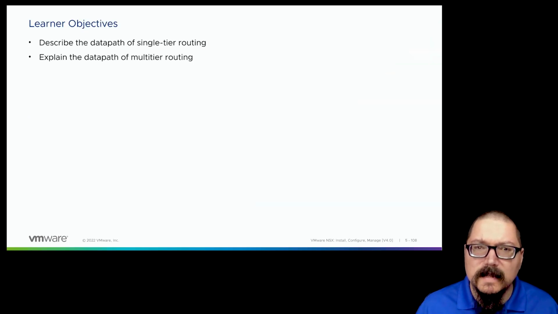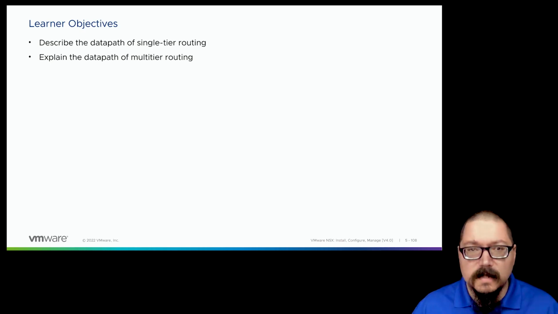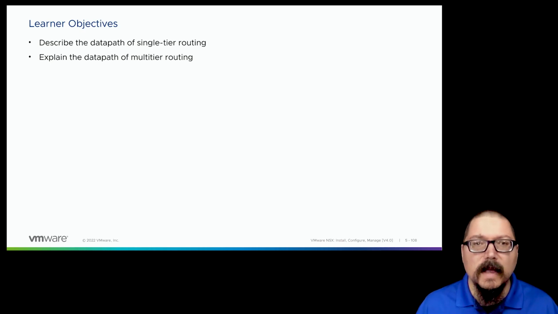Now we're going to break this up. Actually, it's not going to be one video. We're going to break it up into a couple. This video is going to talk about single tier topologies. So that's going to be just a tier 0 gateway and no other routers and virtual machine hanging off of that. The next video is going to get into multi-tier routing, where we're going to add a tier 1 gateway into the mix. So that's where we're going.